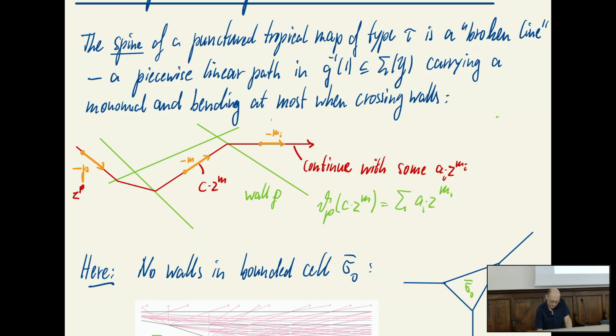And then at some point you have a constant, some z to m. You hit a wall p. You apply your theta p, the wall crossing function, to it. You get some expression, some a_i z to m_i. Pick one of the summands and continue with that one in the direction minus m_i. So you continue with a_i z to m_i in the direction minus m_i. That's a certain thing, and then you end somewhere.